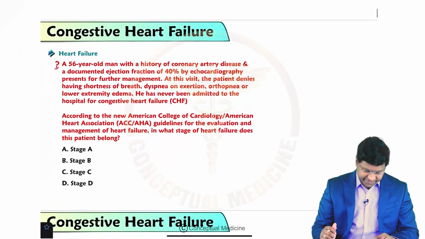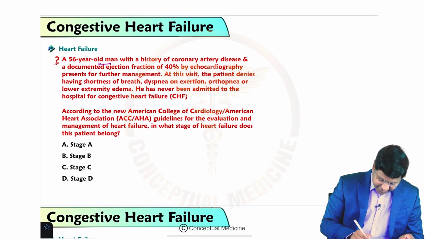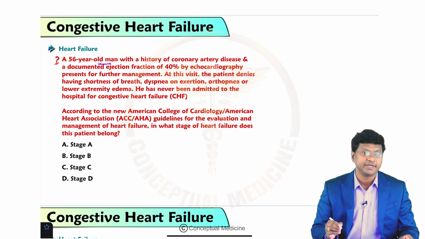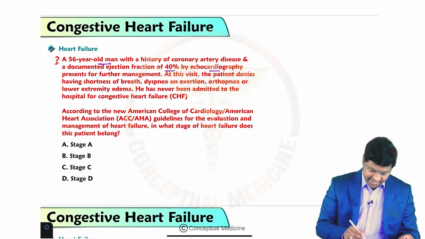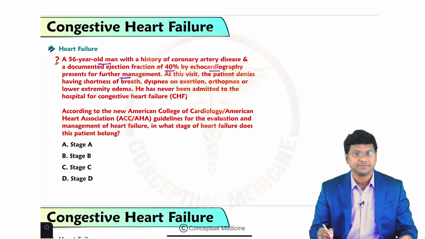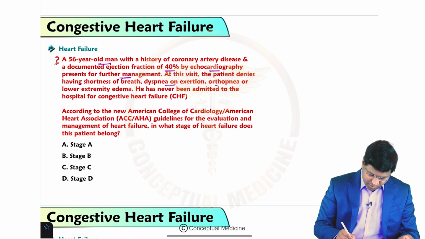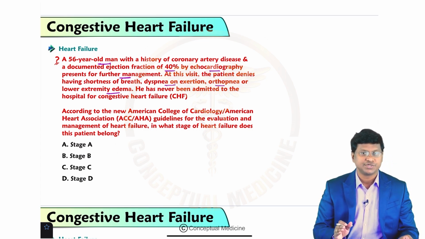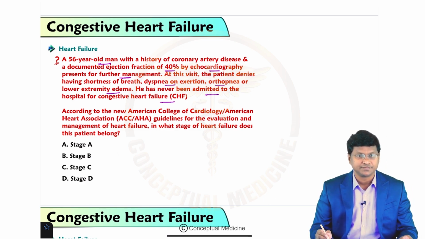In order to explain the stages of heart failure, let me just give you a clinical scenario. I have a 56-year-old man with a history of coronary artery disease and a documented ejection fraction of 40% by echocardiography, and he presents for further management. At this visit, the patient denies having shortness of breath, dyspnea on exertion, orthopnea or lower extremity edema. So the individual is asymptomatic, but he had a past history of coronary artery disease and a documented ejection fraction of 40%. And he has been admitted to the hospital for congestive heart failure.